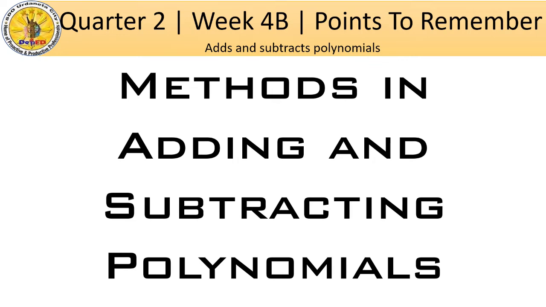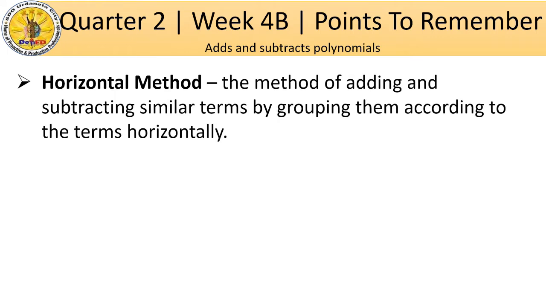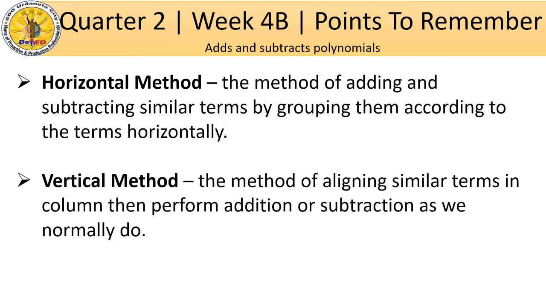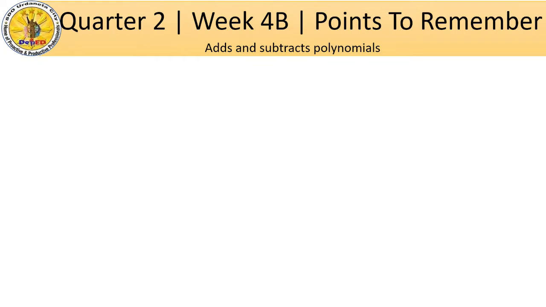There are two methods we can use in addition and subtraction of polynomials. Whichever of the two methods you use will give you the same answer. These methods are horizontal and vertical method. Horizontal method is the method of adding and subtracting similar terms by grouping them according to the terms horizontally. While vertical method is the method of aligning similar terms in column, then perform addition or subtraction as we normally do.